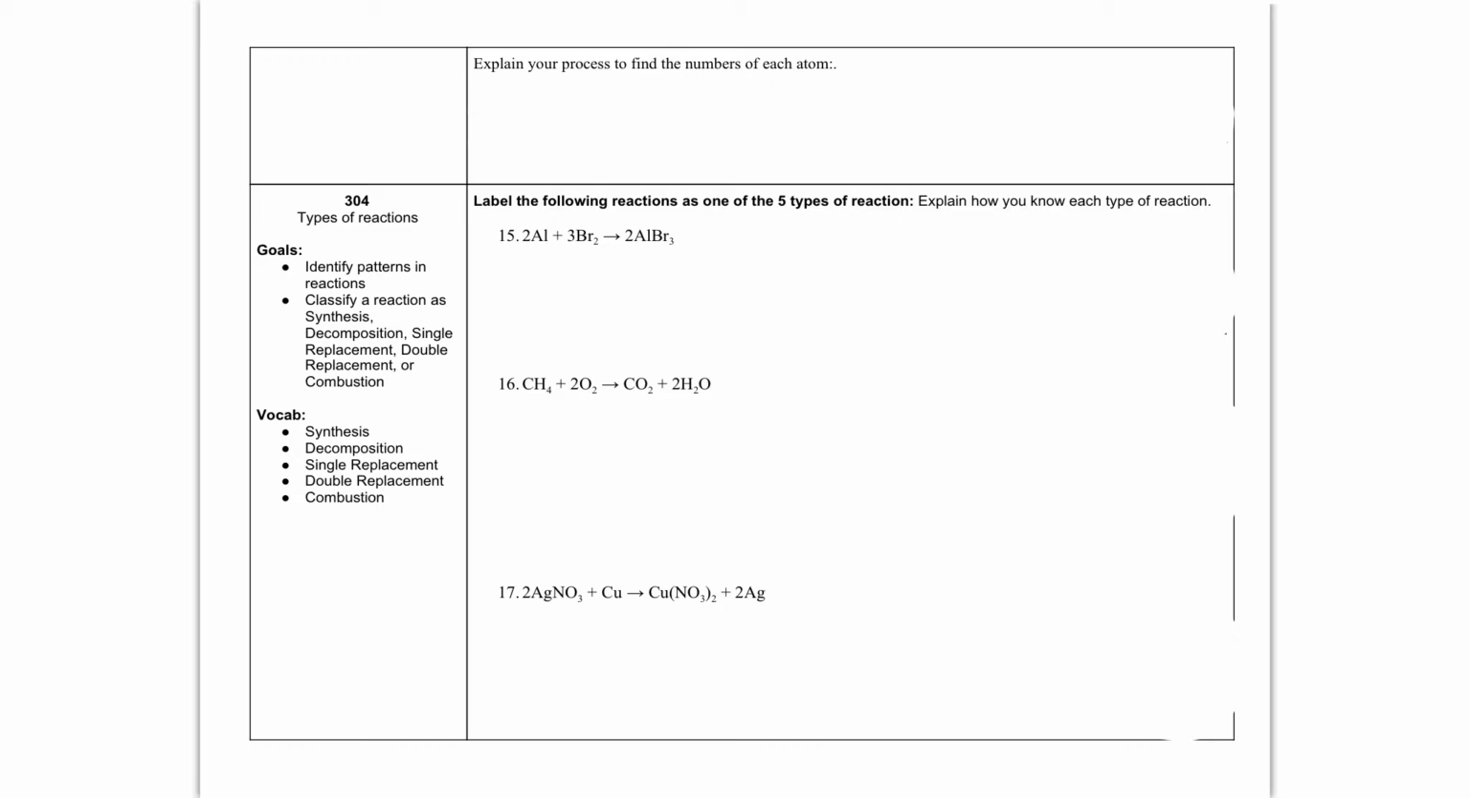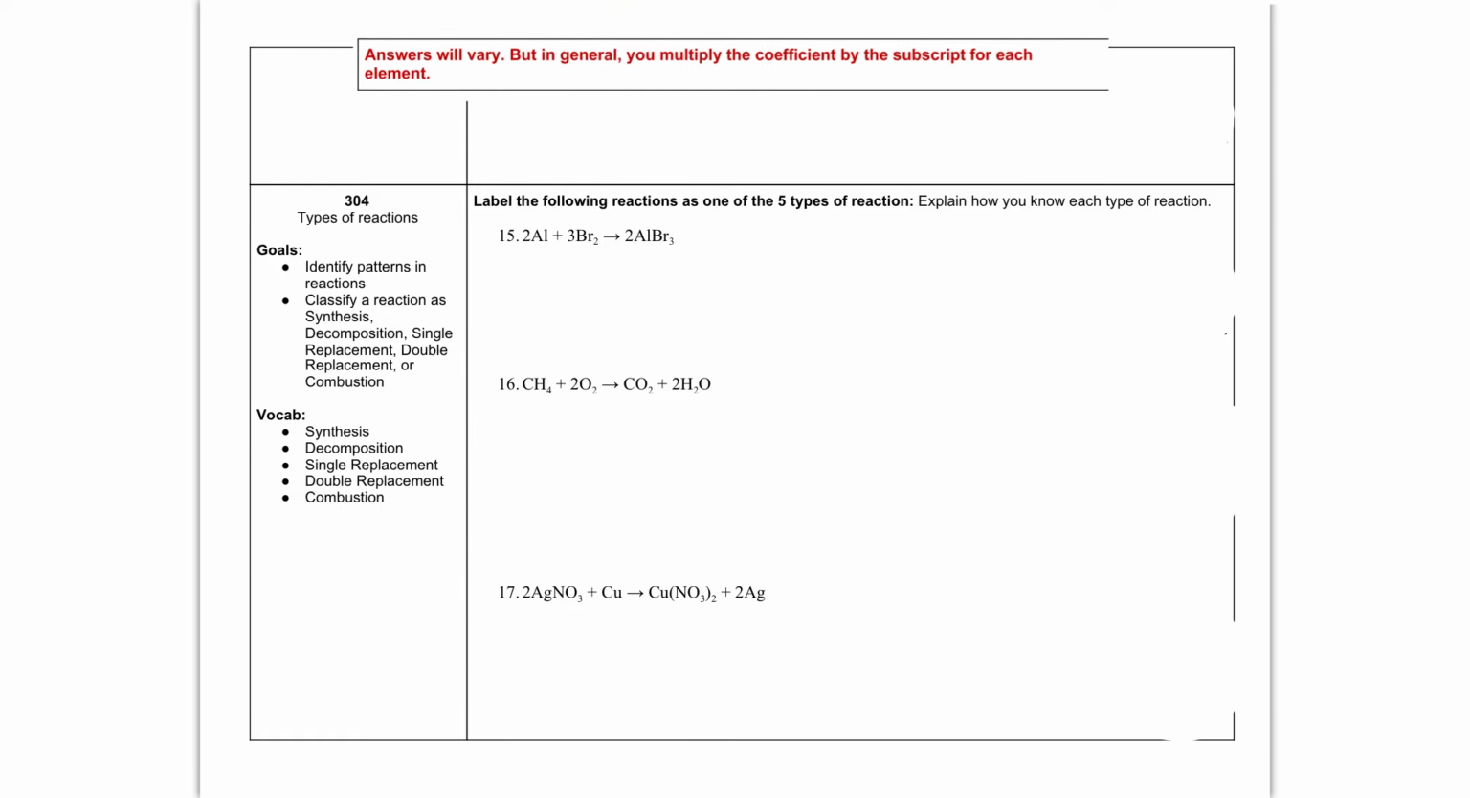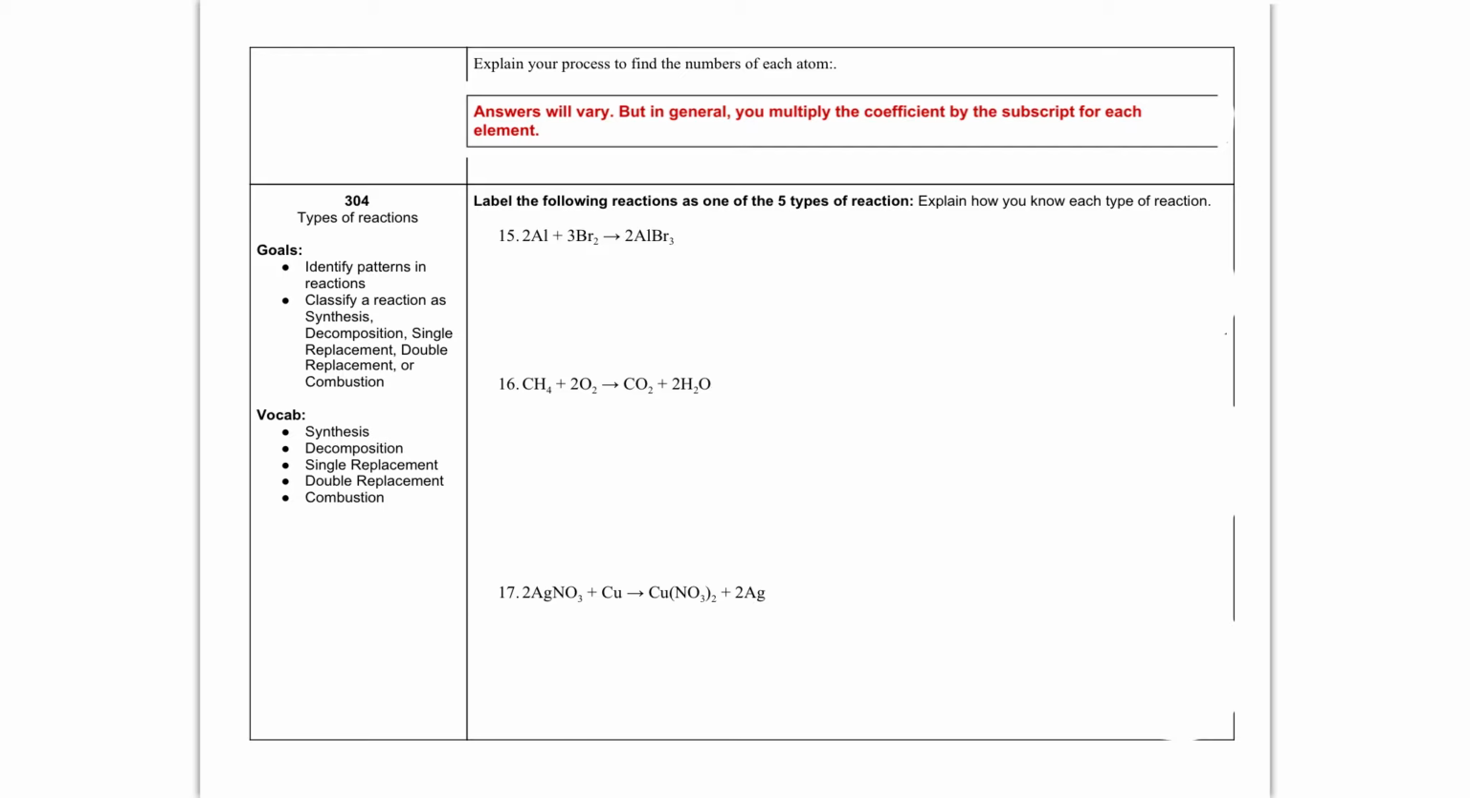In this question, it says, explain your process to find the number of each atom. So in the counting atoms one, in general, your answers will vary, but you must multiply the coefficient by the subscript for each element. If there is parentheses, you multiply whatever is in the parentheses times the number on the outside of the parentheses and then multiply by the coefficient.